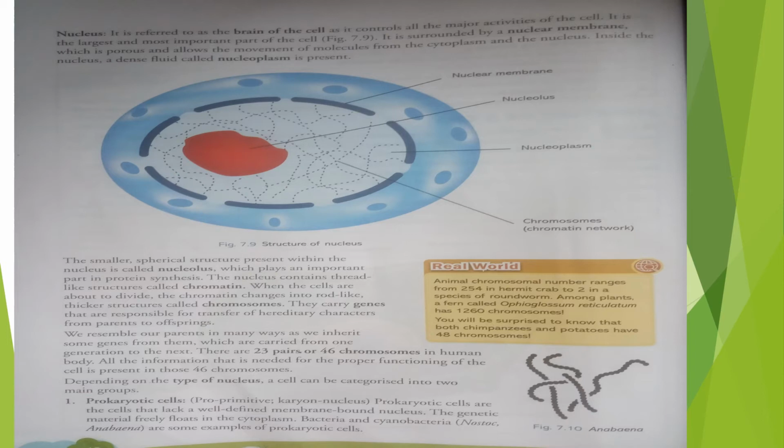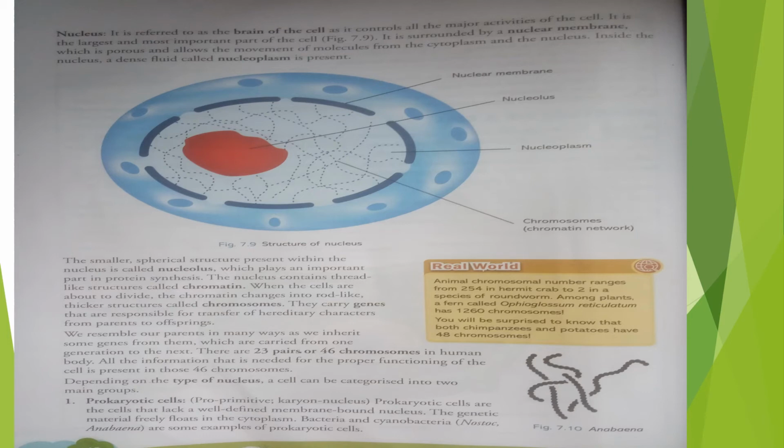It is surrounded by a double-layer membrane, which is called the nuclear membrane, which is porous, meaning through this membrane the movement of molecules between the cytoplasm and nucleus can take place. Inside the nucleus, a dense fluid called nucleoplasm is present. The smaller spherical structure present within the nucleus is called the nucleolus, which plays an important part in protein synthesis.